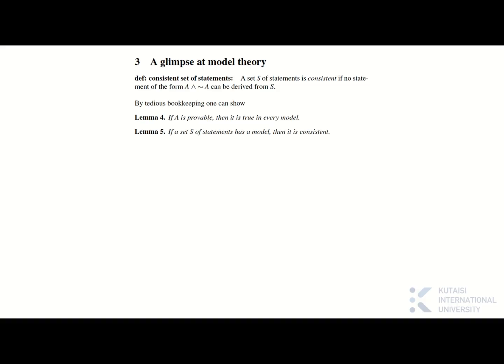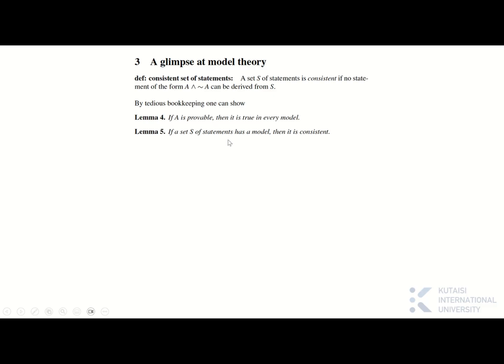So I have a set of statements. I have derivation rules. Actually, let's make it simpler. So I have a proof system. I have axioms, I have a language, derivations. I know what a proof is, and I will say that this proof system is consistent if I cannot prove A and not A at the same time. So let's say I can prove Goldbach's conjecture, and I can also prove not Goldbach's conjecture. That makes no sense. So I want my systems to be consistent. This is the definition of consistency. With tedious bookkeeping, one can show that if something is provable, then it is true in every model.